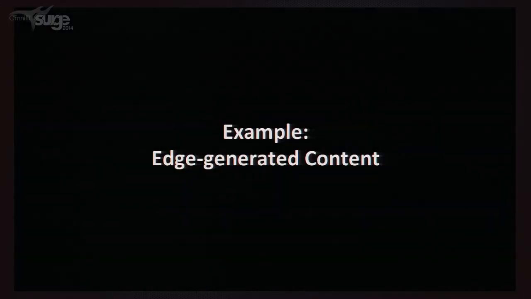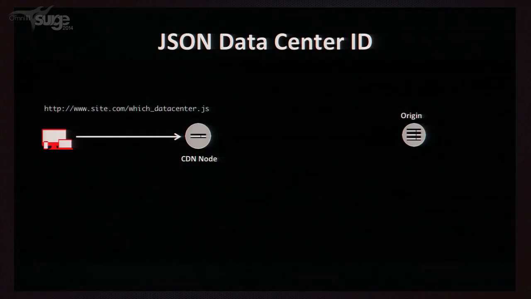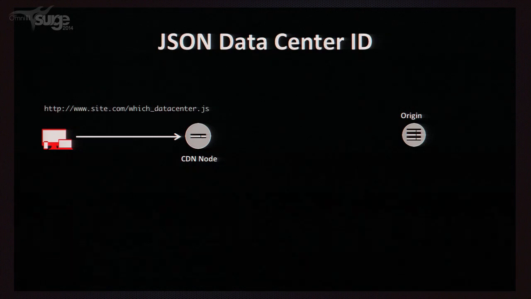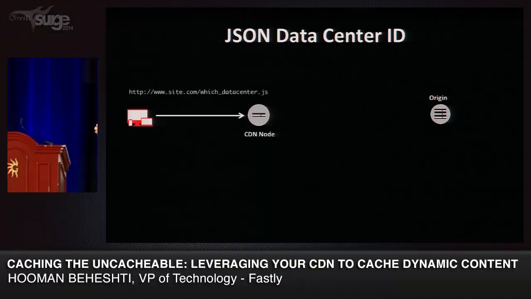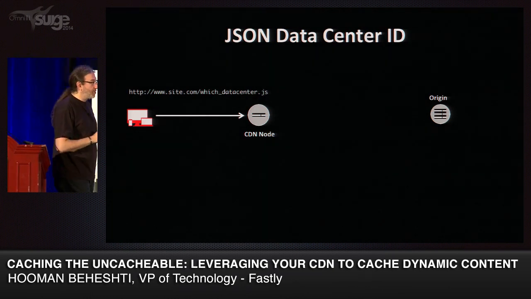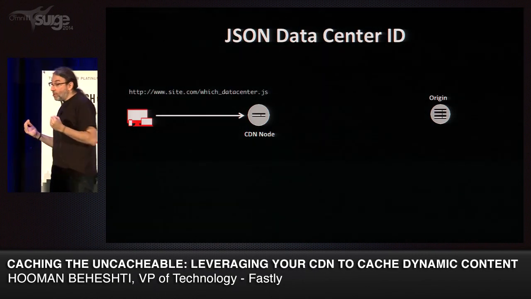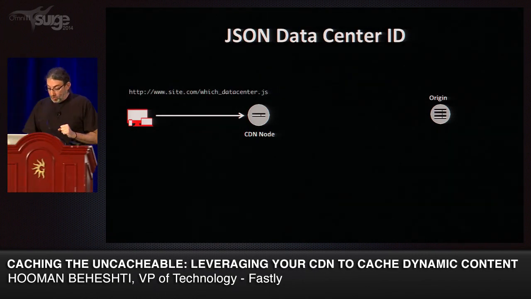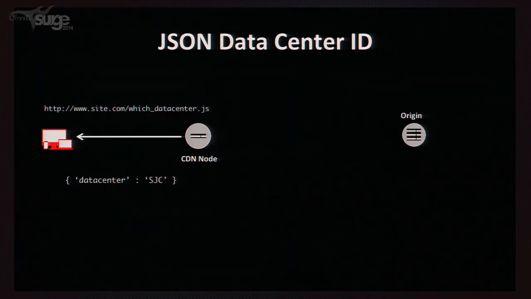Let's do another example. We have some partners, and ourselves actually, that like to know which CDN POP they fetch content from. So what they do is they write this little piece of JavaScript, in this case whichdatacenter.js, that's an example. And they fetch it from the CDN. And the CDN knows that if it ever sees this particular object, it just synthetically responds with a little JSON object that says this is the data center you ended up in. That's actually a real example.